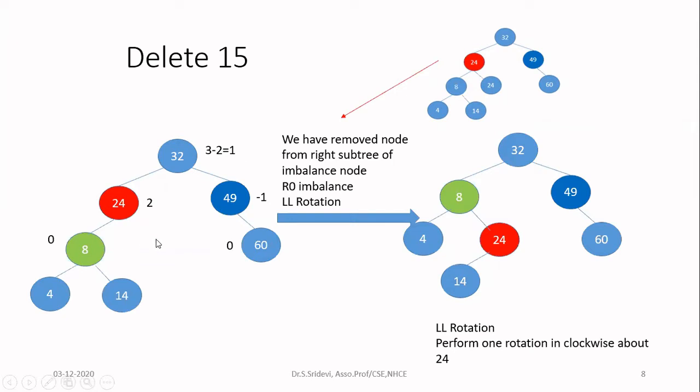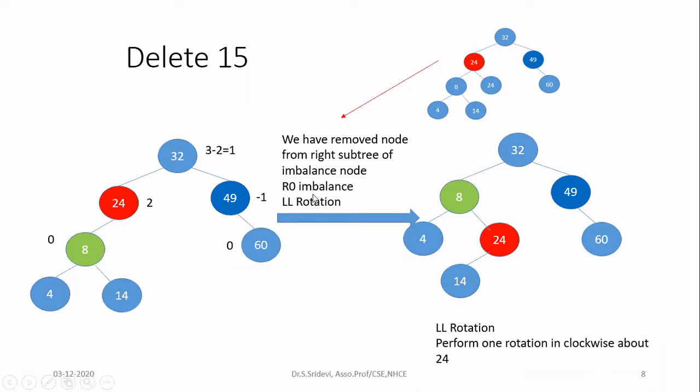Now what is the meaning of this? Since you have deleted a node from the right subtree, the left subtree is now heavy. So because of that only there is an imbalance. If you want to balance it, you have to do some rotations in the left subtree only. When you do that, the node will be balanced. So for that only we are going for R0 imbalance.